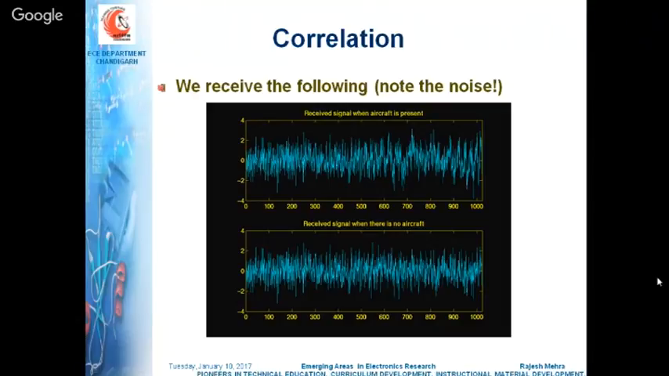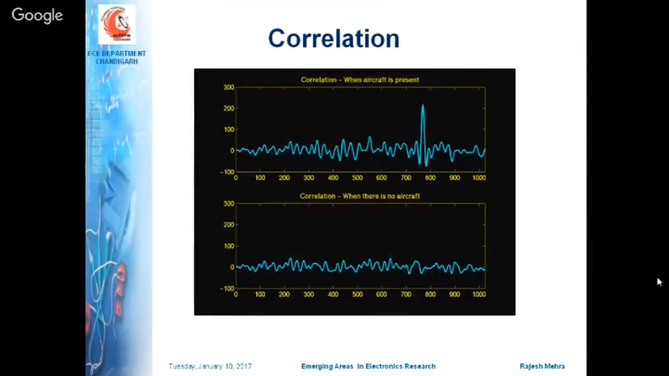What is this all about? Again, we are going to perform the correlation. Here you can see that in the first waveform there is one sharp peak, and in the second one there is no sharp peak. That peak indicates that the aircraft is present, and the second one means the aircraft is not present. So basically you are transmitting one signal, you are receiving the signal from the target, and you are comparing them. If there is any peak, it means the target is present. If there is no peak, then the target is not present. So this is an example of correlation.